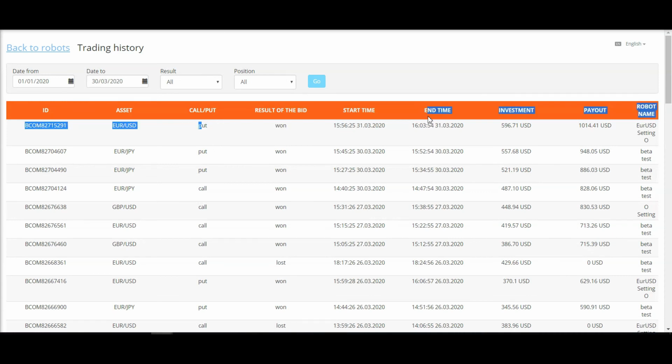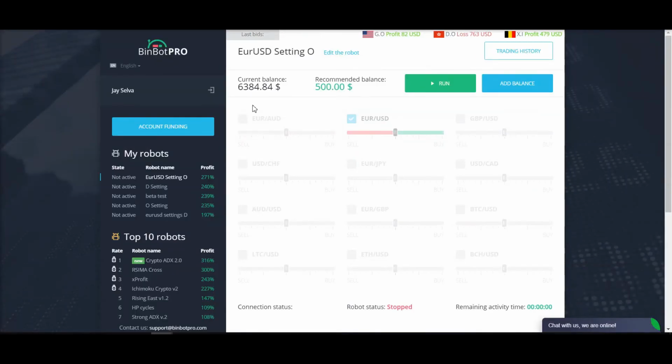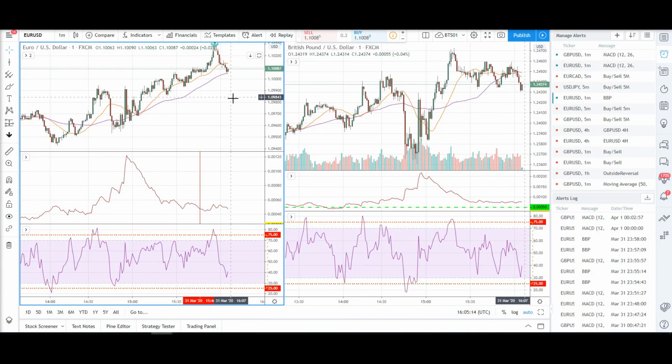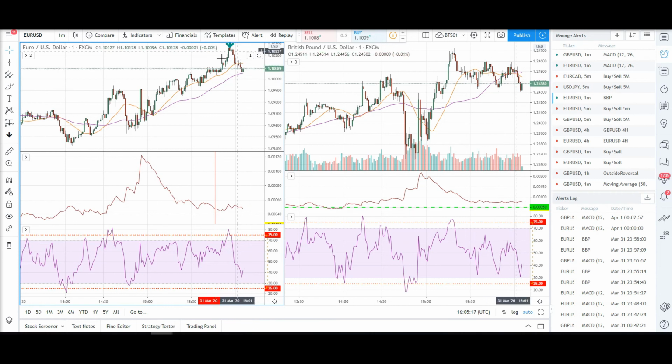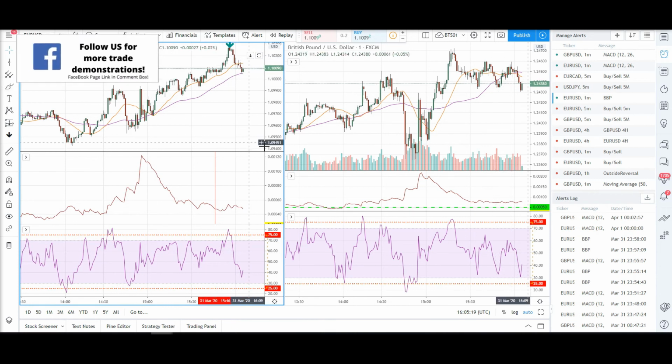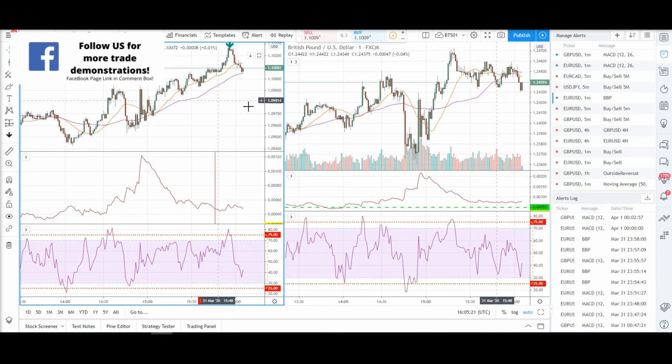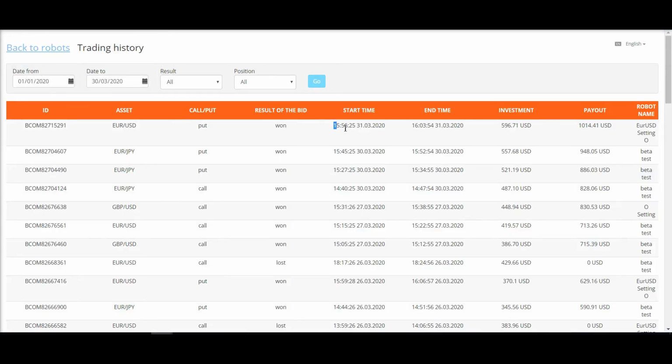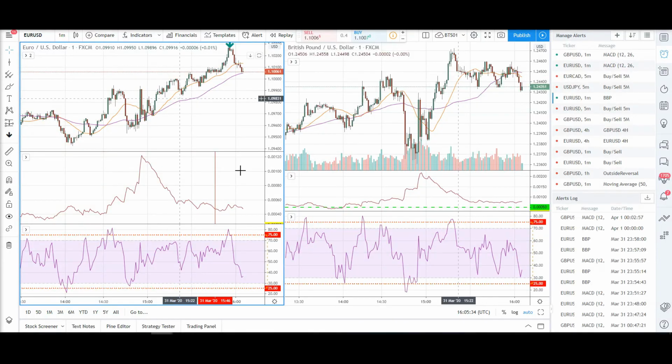Alright guys, so we're back. So apparently we have won this put trade at 15:56, and right now my balance stands at $6,384. You can see on the chart a nice reversal trade that happened and was caught by the Binbot Pro trading software. Pretty good. So now this would be the 7th win streak in a row. So let's move on to the next trade.